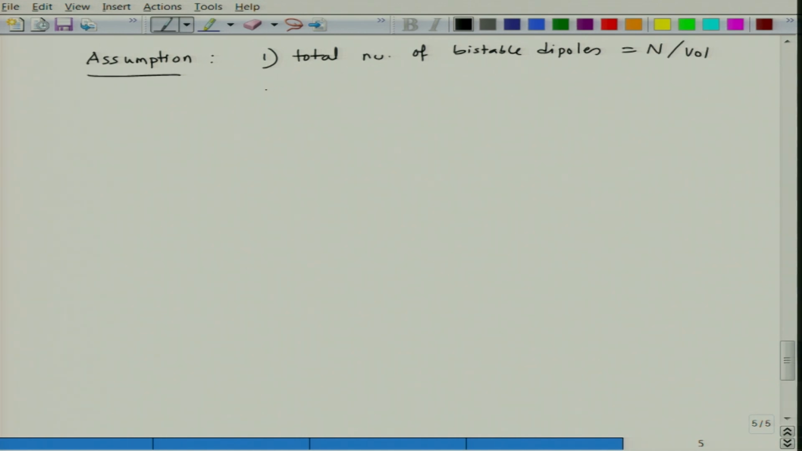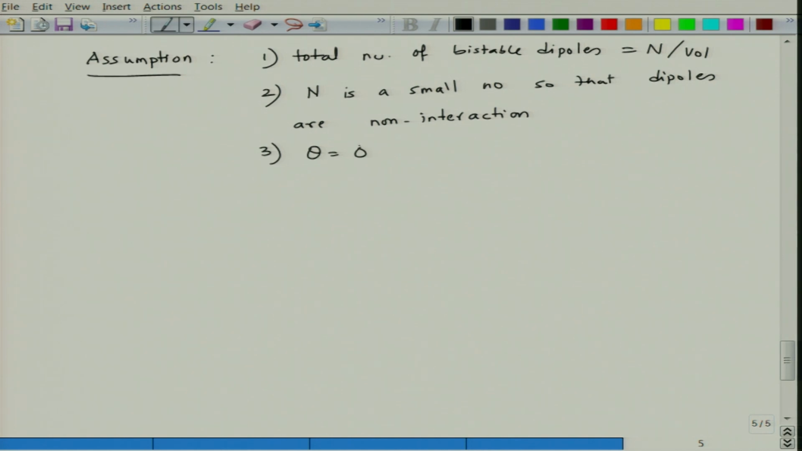And n is a small number, so that the dipoles are non-interacting. Okay. So, non-interacting means there are no internal electric fields that set in. And third, we assume that theta is equal to 0 degree.